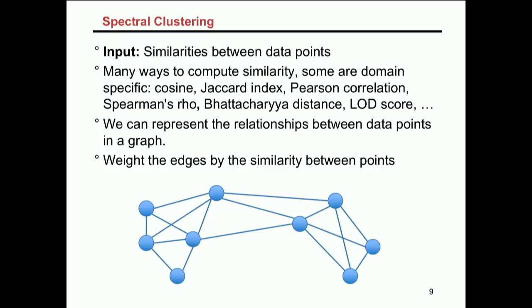And I throw in one that's not particularly known, logarithm of odds, LOD score. So that's used in, for example, some genetic mapping problem, right? So there's lots of different distance measures. Some of them make sense to a lot of problems. Some of them only make sense to certain domains.